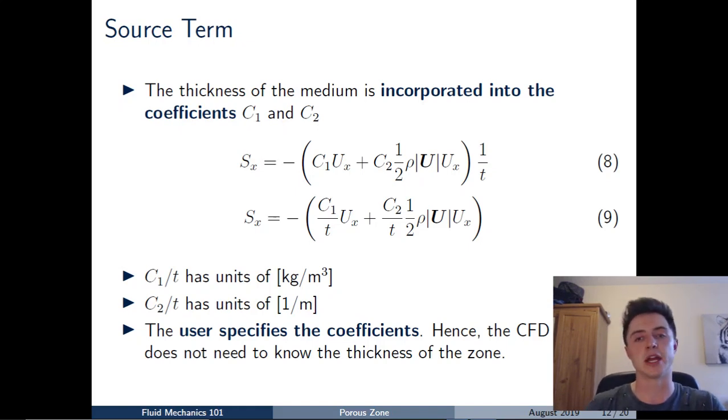And the way we do that is by bringing that thickness, 1 over T, inside the source term and combining it with the coefficients C1 and C2. So we haven't yet specified what C1 and C2 are, but what we're going to do is divide them both by the thickness of the porous zone in the direction of the flow. So for the source in the x direction, it's going to be the thickness in the x direction. For the source in the y direction, it's going to be the thickness in the y direction.